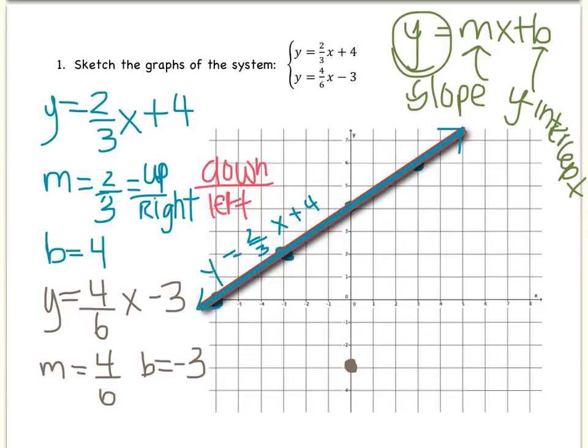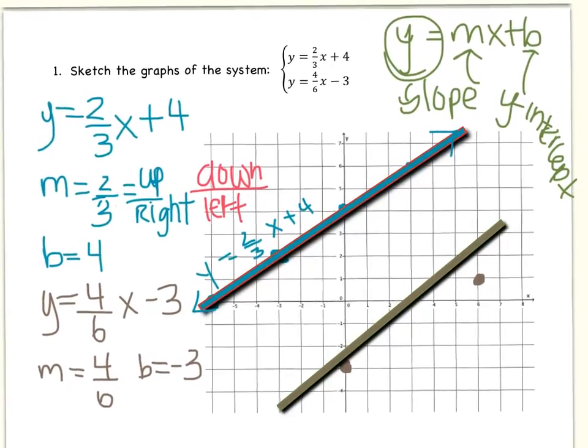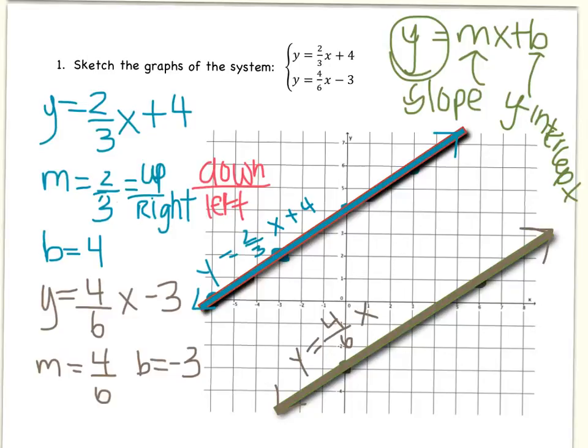And again, from here, I'm going to use my slope to plot a few more points. My slope was 4/6. So from here, I'm going to go up 4, 1, 2, 3, 4, and I'm going to go to the right 6, 1, 2, 3, 4, 5, 6. I'm going to put a point here. That's all the room I have in my graph. So I'm going to plot that point and create that line. Again, make sure that you have arrows on the ends and label it with your equation: y equals 4 over 6 x minus 3.